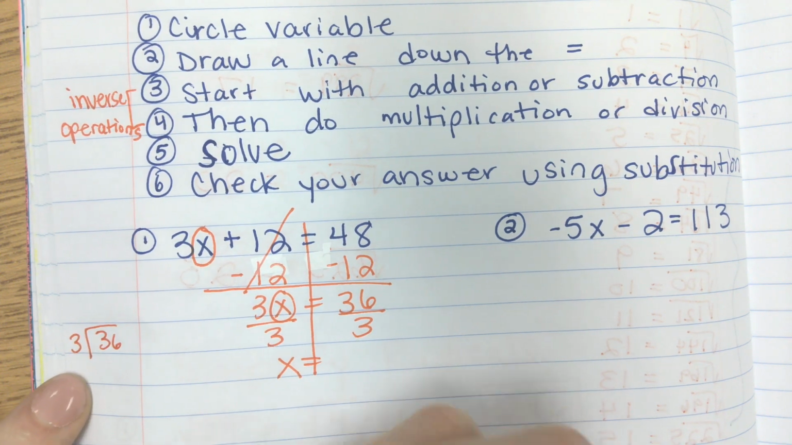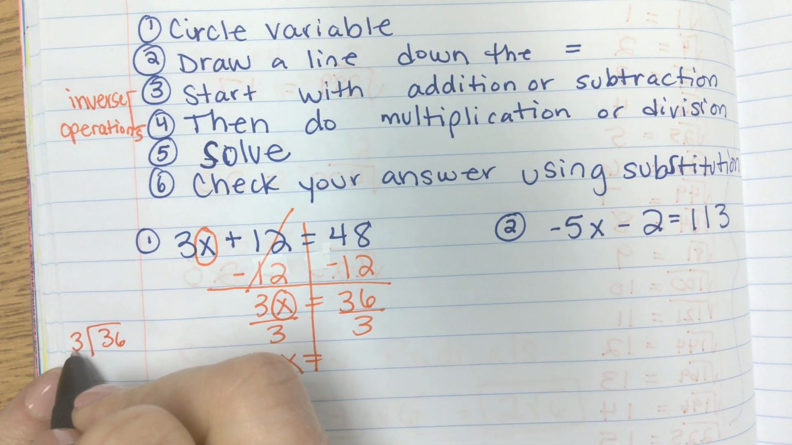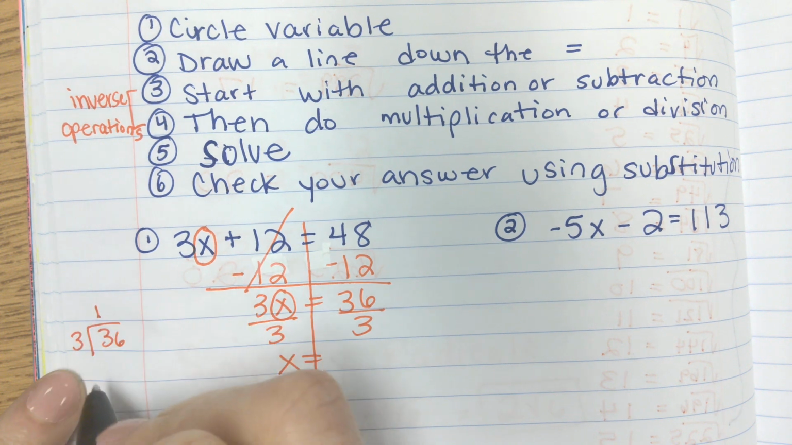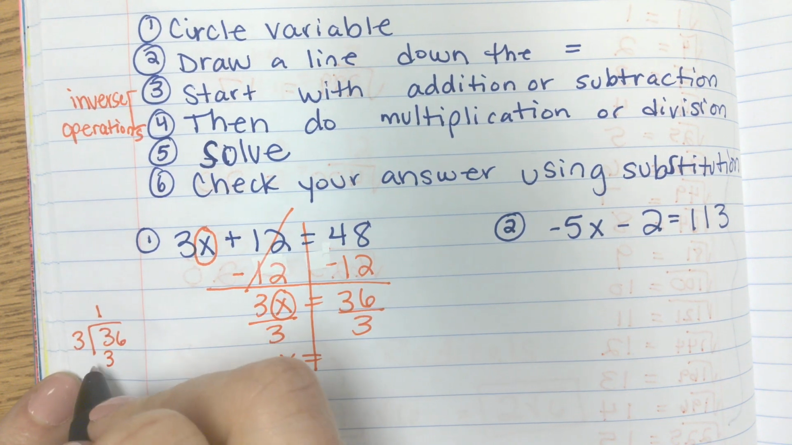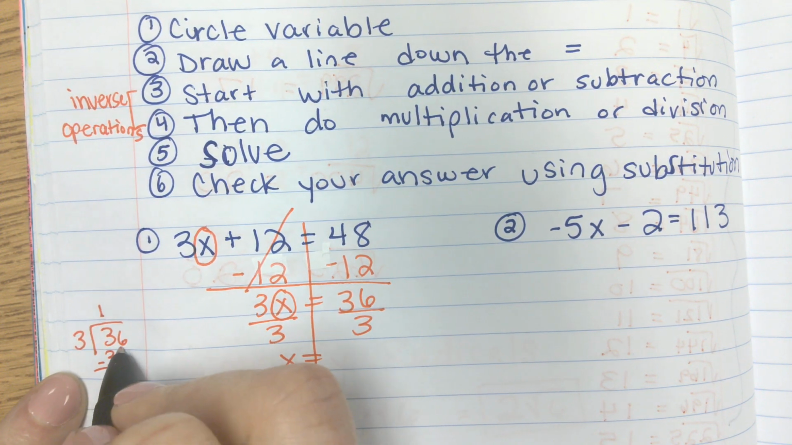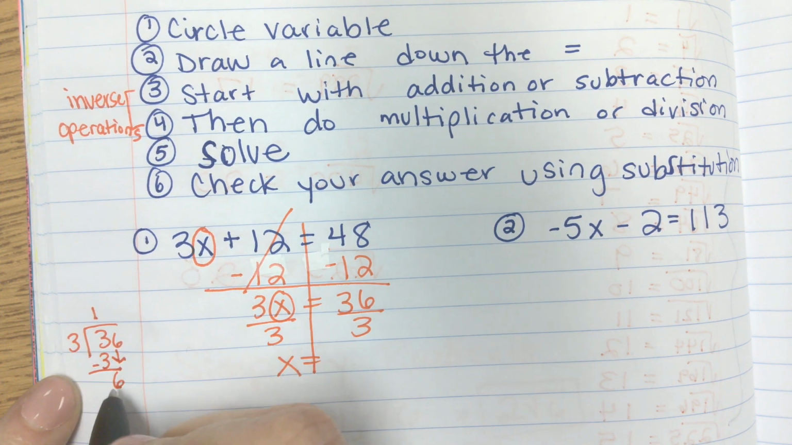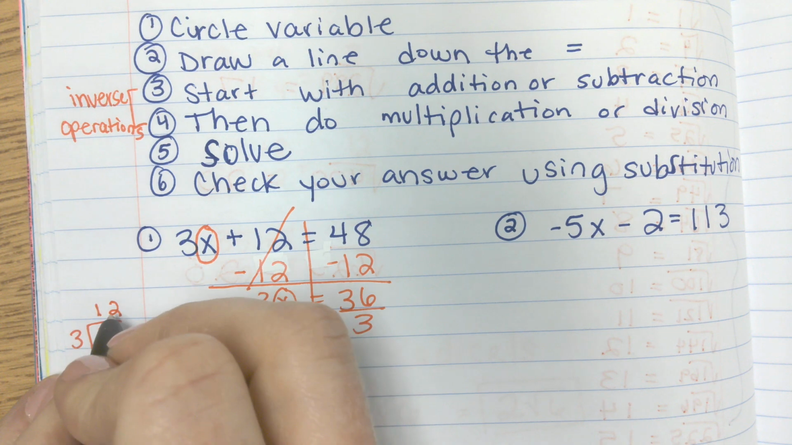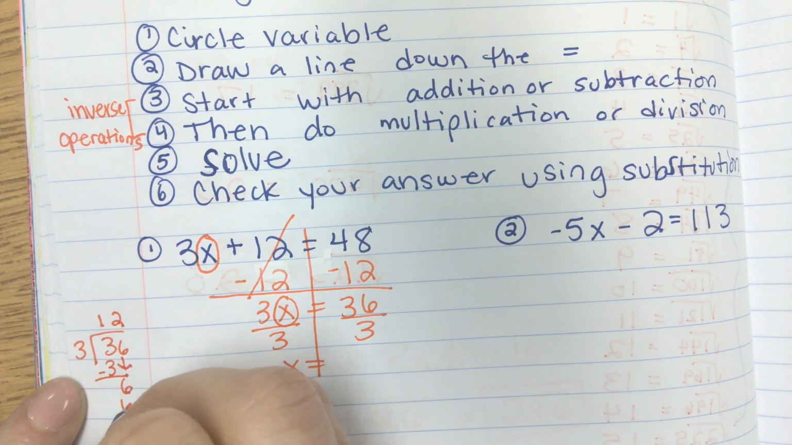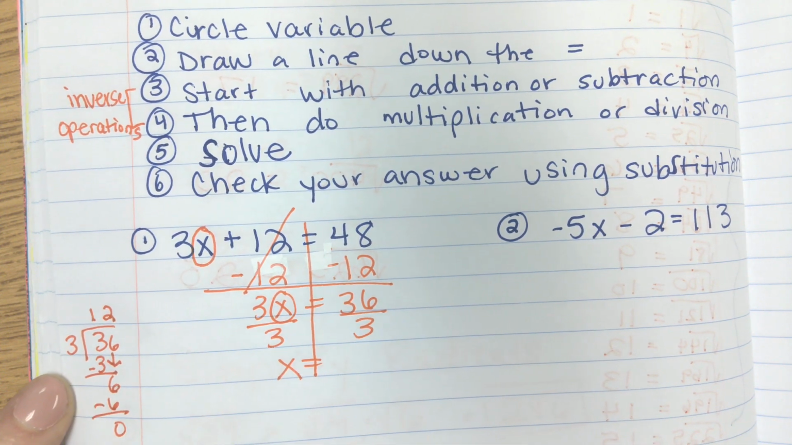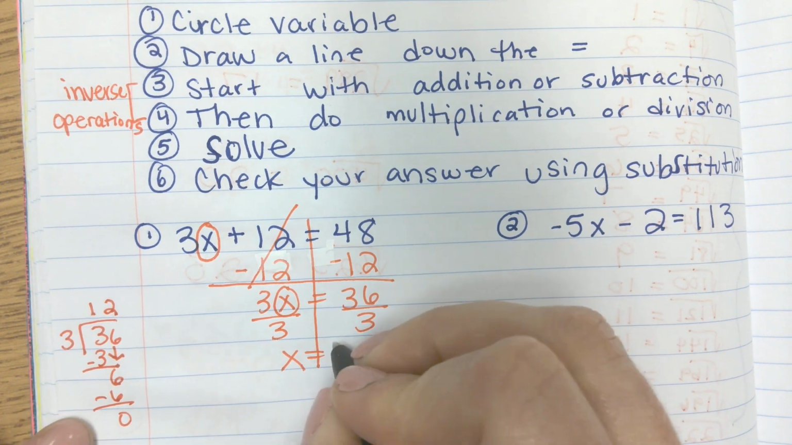Top in, bottom out. 3 goes into 3 one time. 1 times 3 is 3. I'm going to subtract. Get 0, so I carry down a 6. I do 3 goes into 6 2 times. 2 times 3 is 6. So that means it's 12. X equals 12.